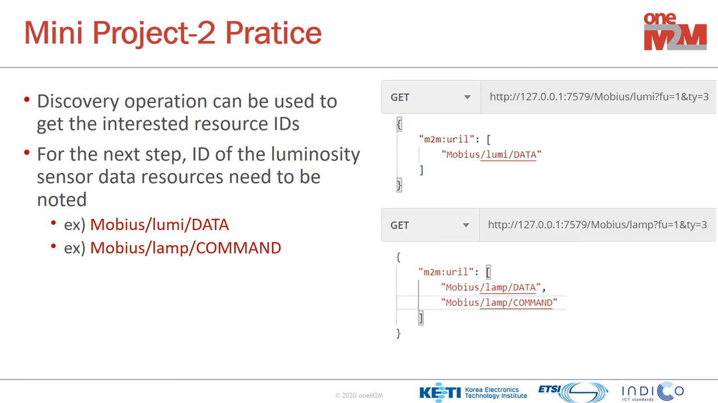So we will also practice the resource discovery that we studied before. And the first thing is we will find the luminosity sensor. This is the assumption that there will be maybe many resources or sensors that we have created, and to see which is the interested one, we can fire out the discovery request to the oneM2M platform.